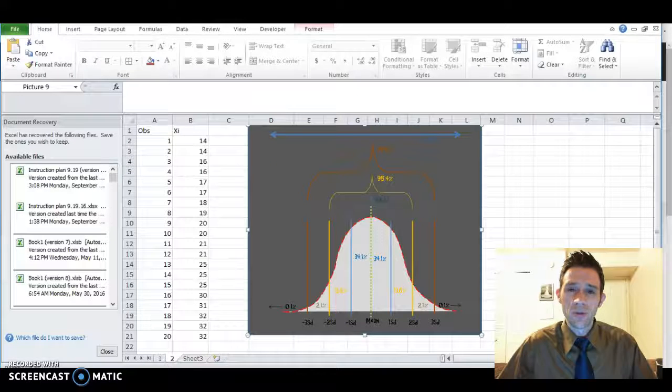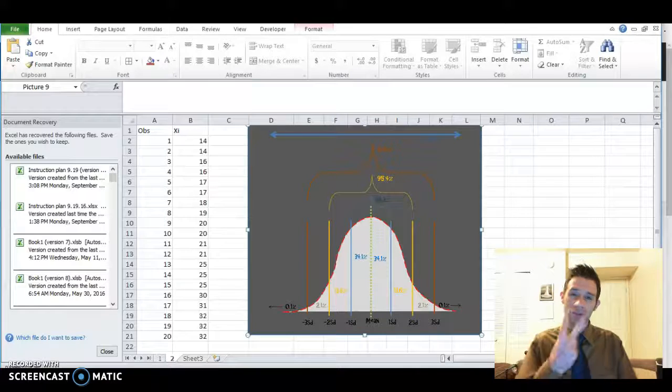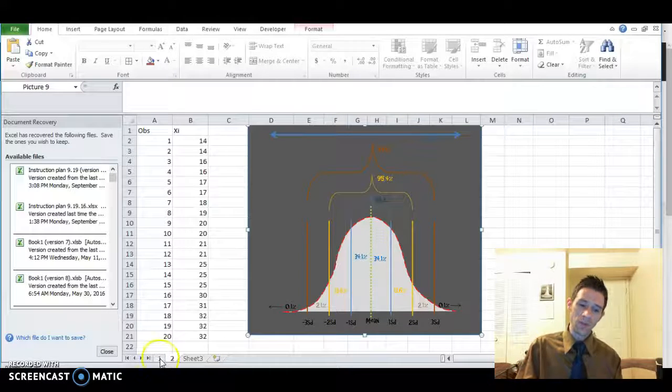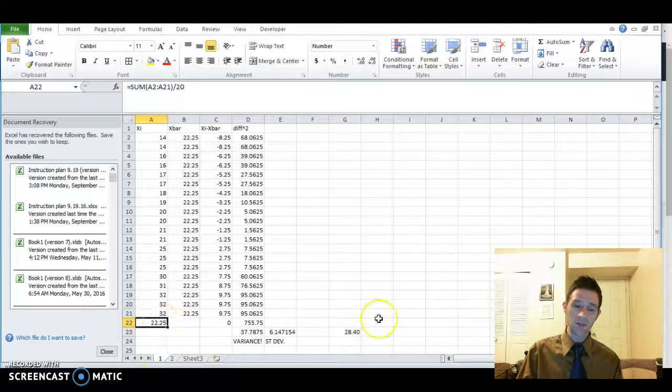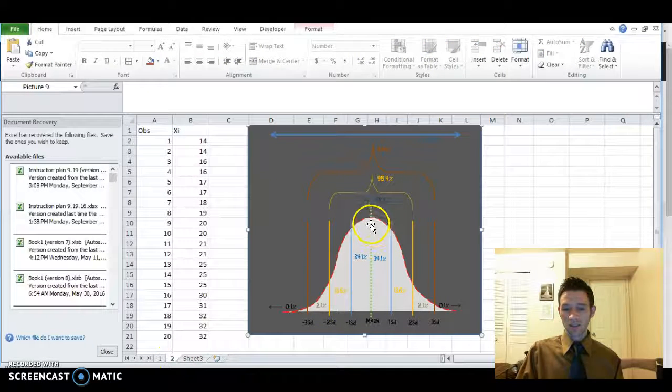Okay, welcome to Standard Deviations, Distribution and Z-Scores Part 2. So when we left in Part 1, we ended up with our standard deviation of 6.147. We knew our mean was 22.25. And we knew that most of these observations fall in the middle. So now we have this new picture.